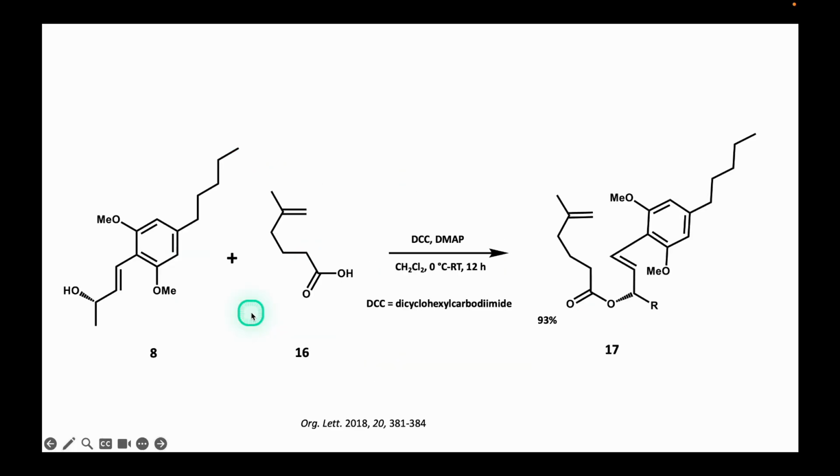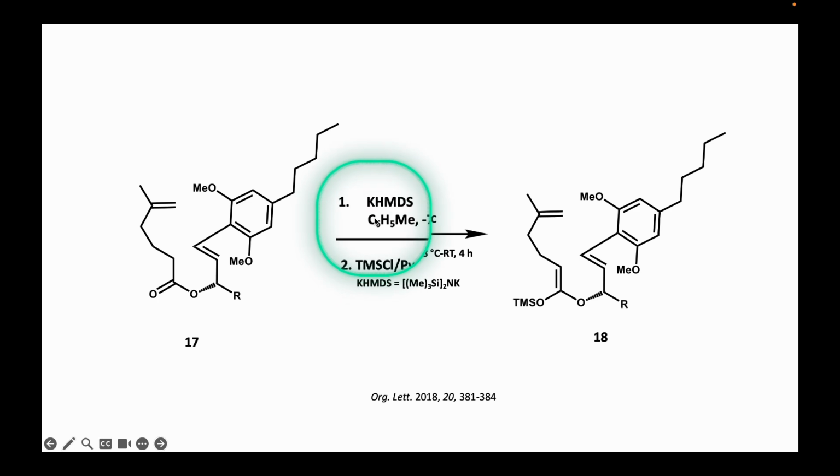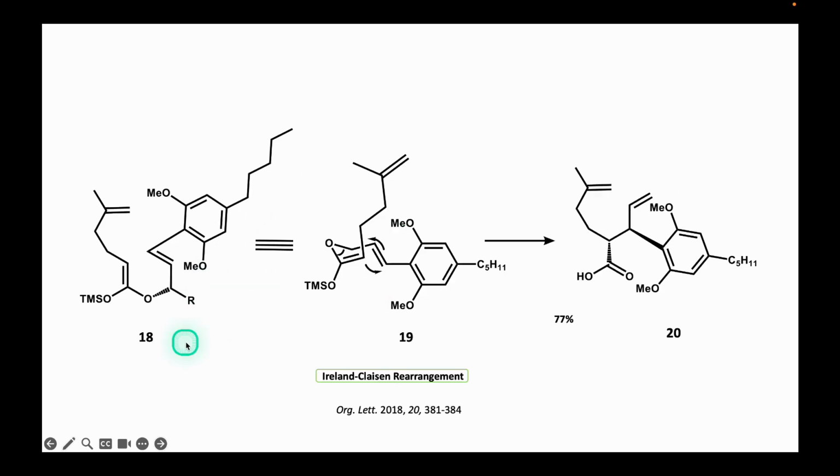The esterification reaction, occurring between allylic alcohol 8 and carboxylic acid 16, when carried out in the presence of DCC, results in the formation of ester 17. The treatment with KHMDS forms the conjugate base of compound 17. The treatment with chlorotrimethylsilane subsequently yields silylated enol 18.